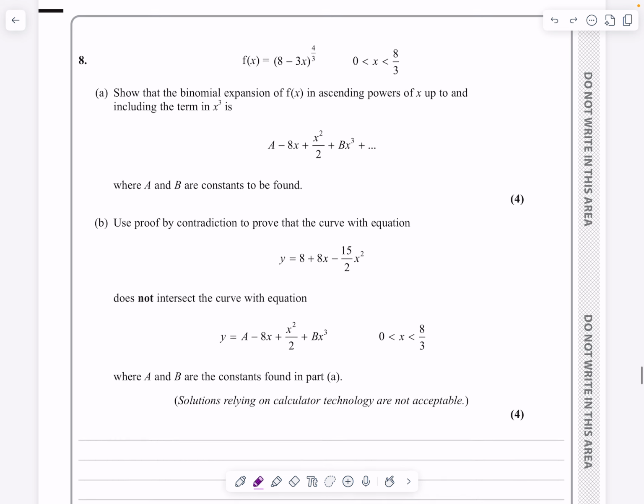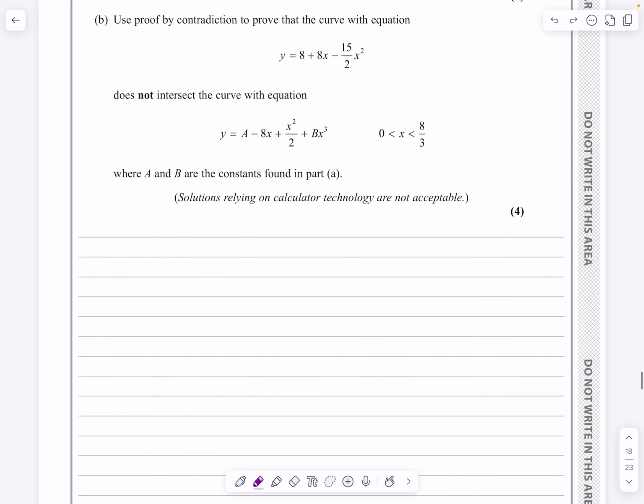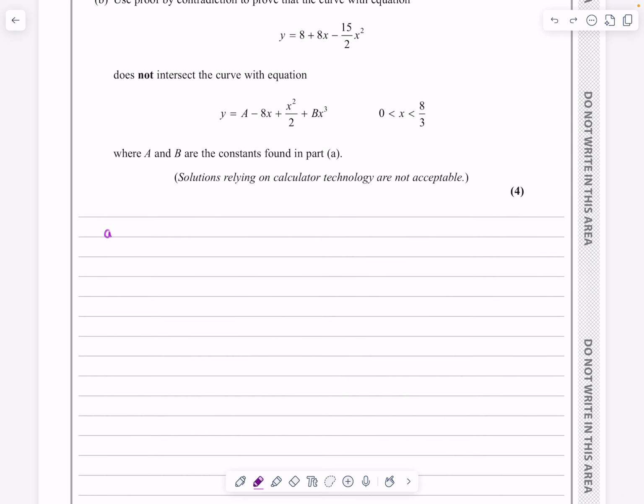It says f(x) is equal to that function there, where x is between 0 and 8 over 3. That might become important later on. Show that the binomial expansion up to and including the term x cubed. So we should absolutely be able to do that. So we've got f(x) is equal to (8 minus 3x) all to the power of 4 over 3. I hope you've done lots of these as practice.